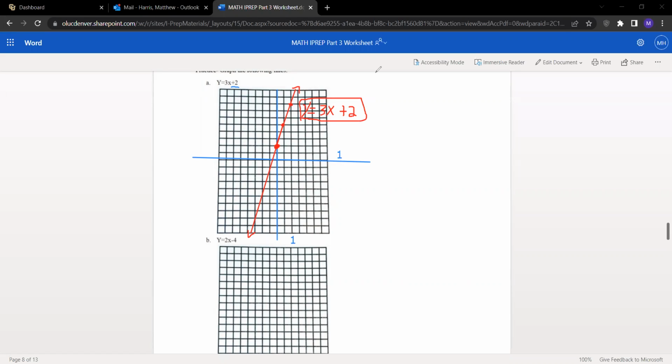So here we have y is equal to 2x minus 4. So first thing we do is we draw our axes. All right, and then we draw our points. So our first point is our y-intercept. So 2x minus 4. No, it's minus 4. So it's going to be 0, 1, 2, 3, minus 4.